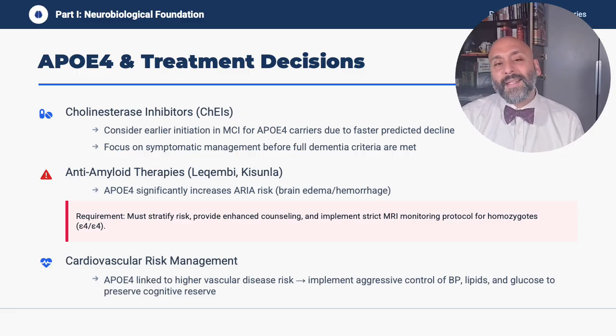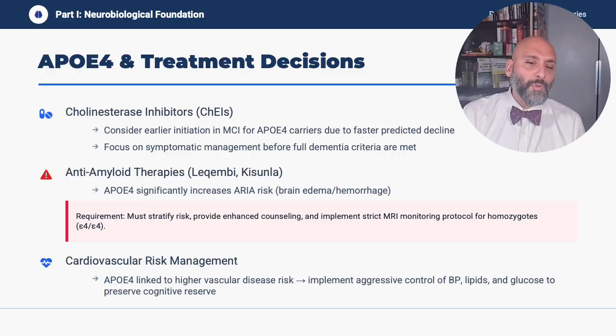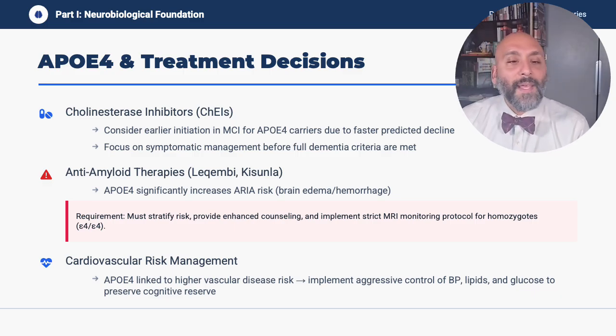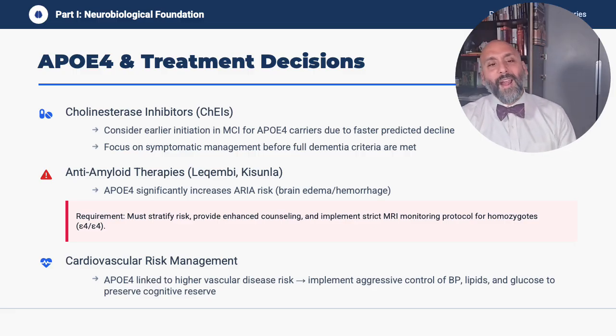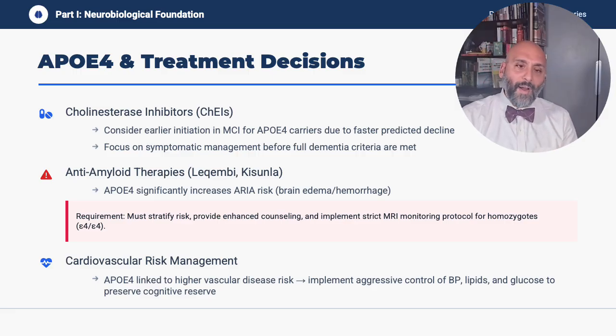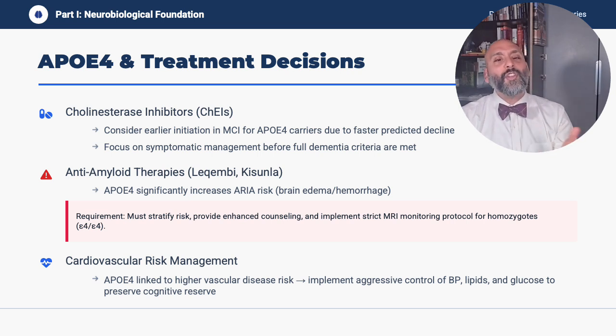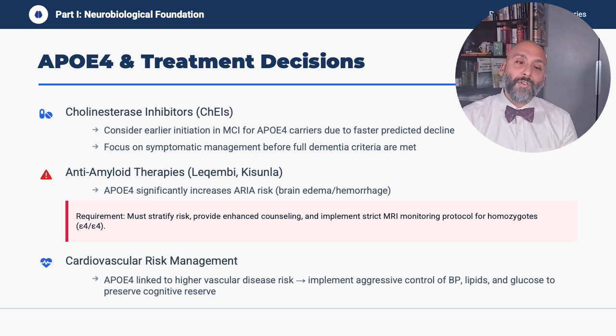Now, with respect to anti-amyloid therapies, right, Leqembi and Kisunla, these drugs are different. They target amyloid plaques, which are part of Alzheimer's biology. So APOE4 carriers, especially people with two copies of the E4, have a much higher risk of side effects, ARIA, right? ARIA can involve brain swelling and small brain bleeds, which is why this matters, because you now have to stratify risk before starting treatment. And patients need very clear counseling about the benefits versus the risks.